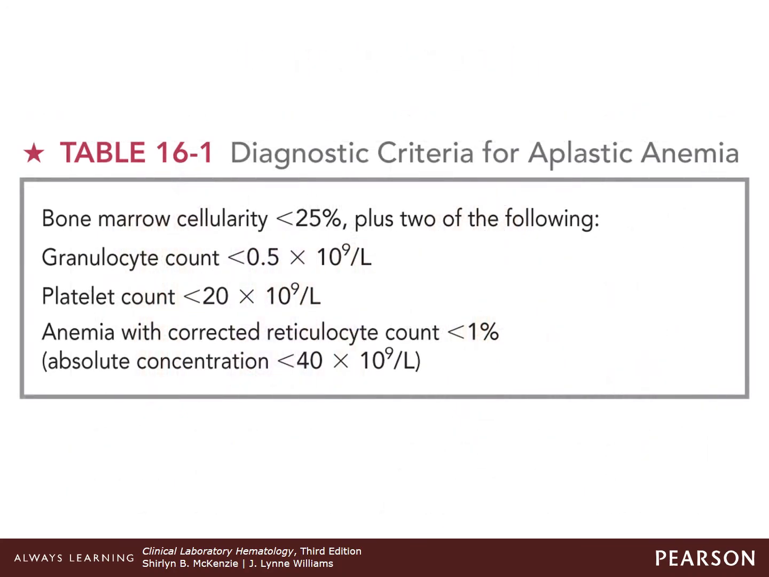Let's discuss the criteria for aplastic anemia. Please note Table 16.1 is a very good studying measure, as this is the diagnostic criteria. The cellularity of the bone marrow has to be less than 25%. To be classified into the aplastic category, your white cells have to be less than 0.5 times 10 to the 9, your platelet count has to be less than 20, and your anemia with corrected reticulocytes has to be under 1.